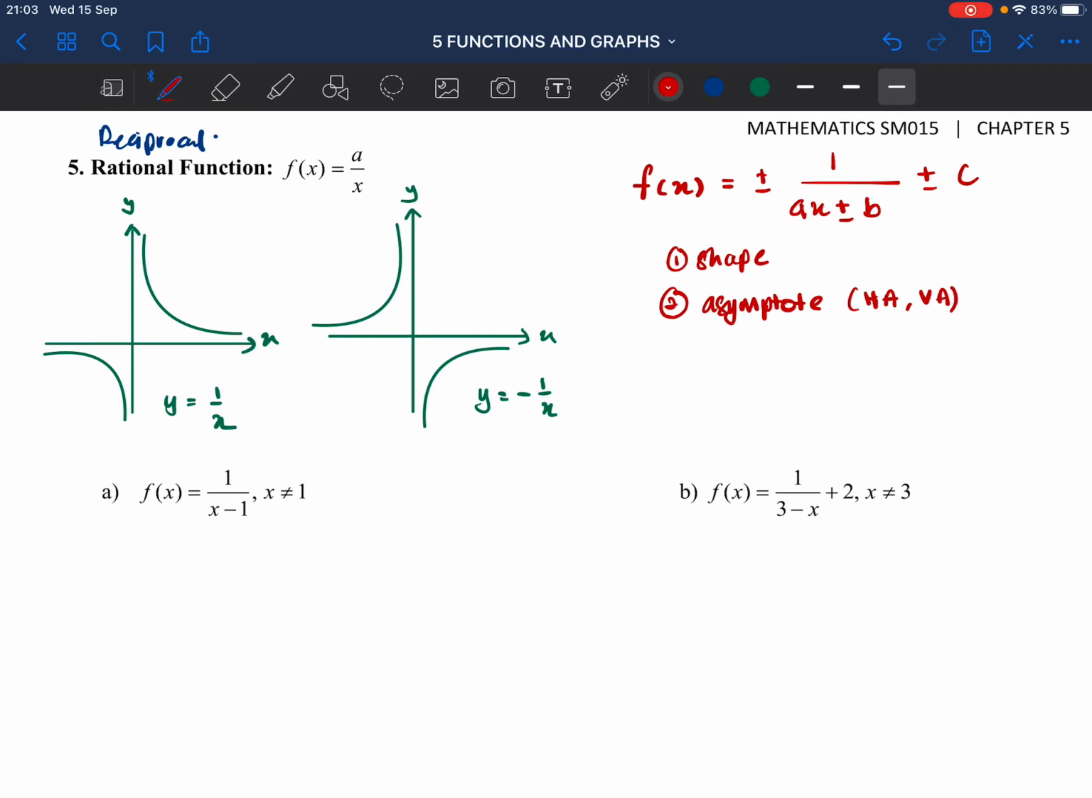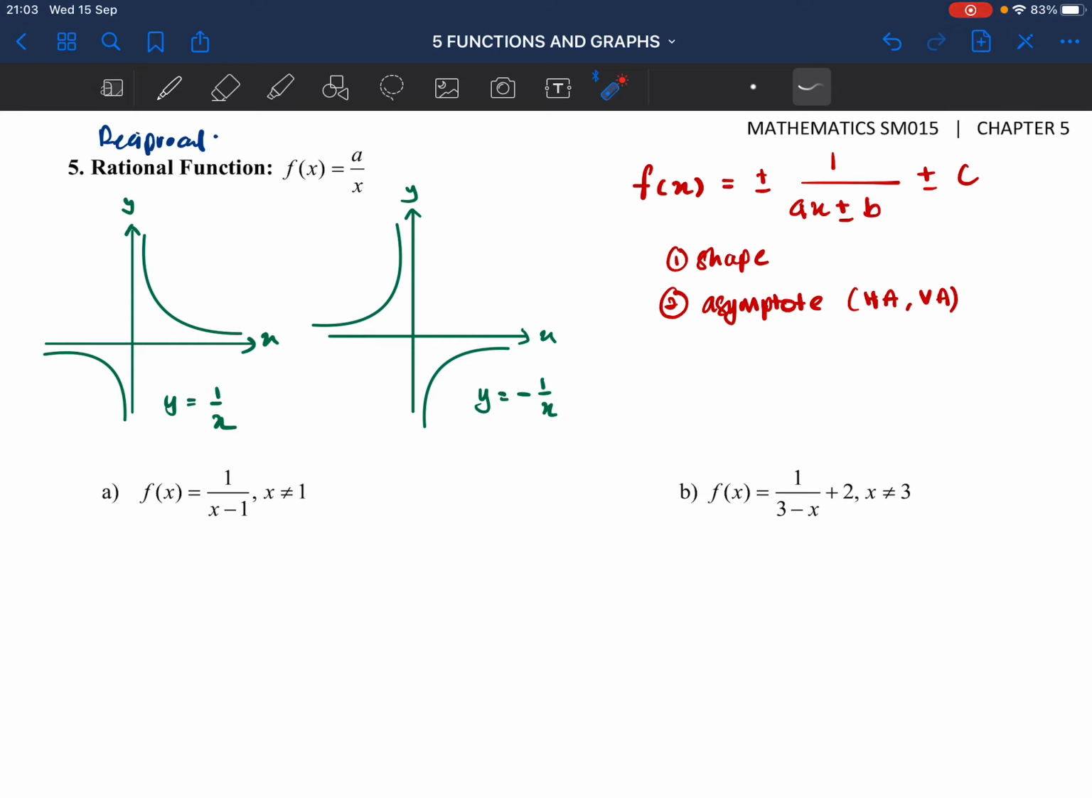So apa tu asymptote? Kalau kamu perasan graph kita dekat sini, dia tak sentuh pun line ini, which is line ni ialah y equals to 0. Okay, which is line ni ialah x equals to 0. So asymptote tu apa? Asymptote tu ialah line yang function tu tak boleh kena pun. Okay, function tu tak boleh kena. So, maksudnya dia boleh rapat, dia boleh dekat, tapi tak boleh bersentuhan. Okay, itu kita panggil sebagai asymptote.